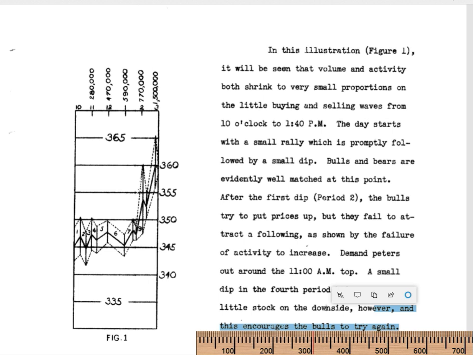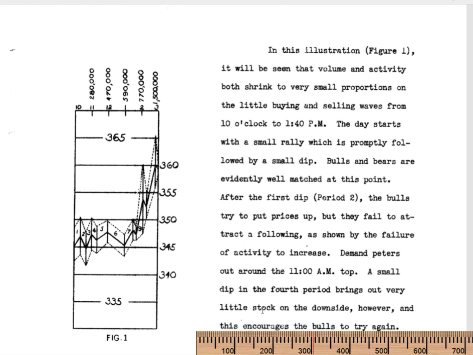So this is what he's saying. And this is important because you have to understand that period 4 is responsible for the attempt in period 5. Meaning the low volume pullback in period 4 is responsible for the attempt at breaking out in period 5. You don't know if it's going to be successful in period 5, but you do know that the bulls are emboldened. A small dip in 4 brings out very little stock. However, this encourages the bulls. This is a really key point.